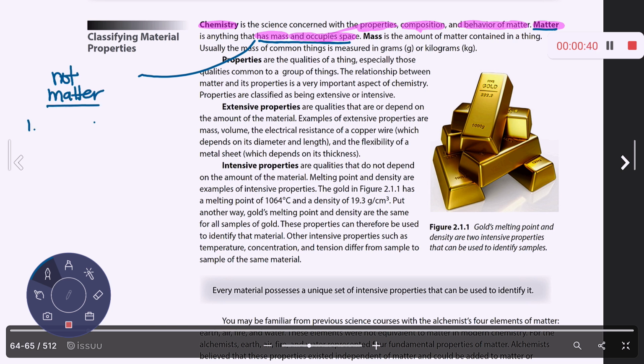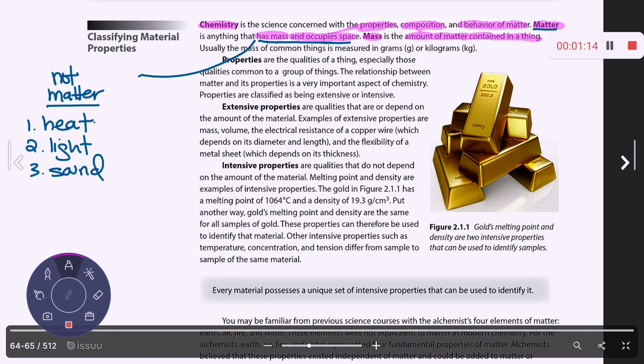Okay, so for example, heat and things that aren't matter would be like light and sound. Okay, because these things don't have mass. Because they have to have both mass and occupied space to be matter. Okay, and mass is the amount of matter that's in something.